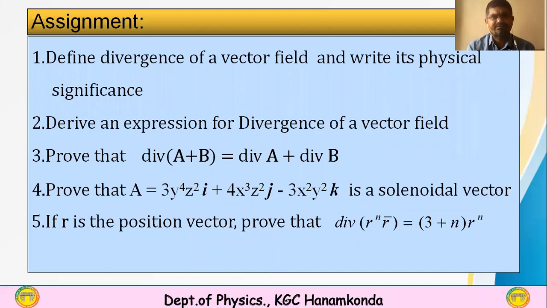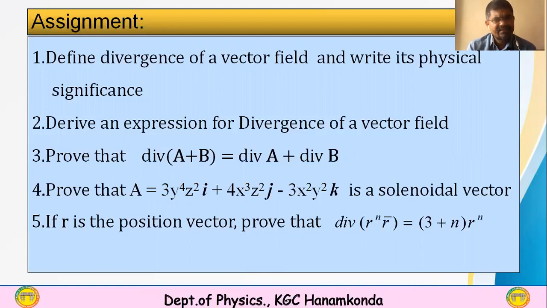Now, the time for assignment. The first question is, define divergence of a vector field and write its physical significance. The second question, derive an expression for the divergence of a vector field. The third one, prove that divergence of (A bar plus B bar) equals div A plus div B. This is a proof; we have to prove that. Next, the fourth one, prove that the given vector A is a solenoidal vector. Just calculate the divergence of this vector, you get 0, then the vector is a solenoidal vector.